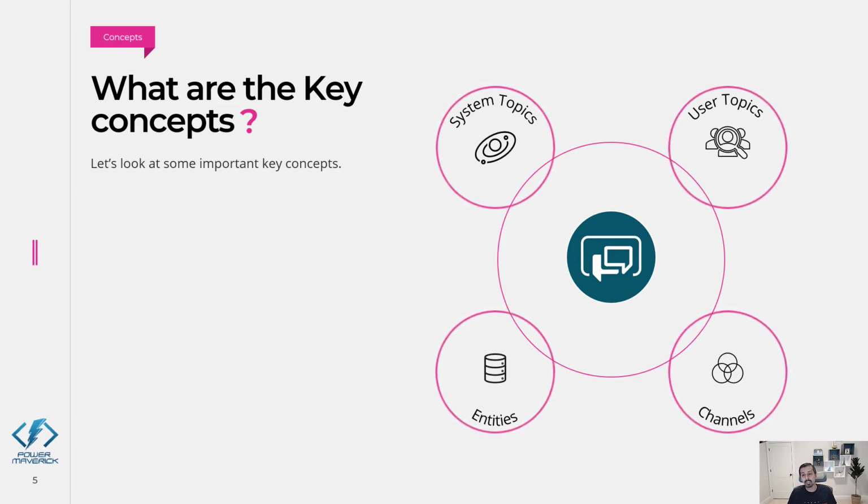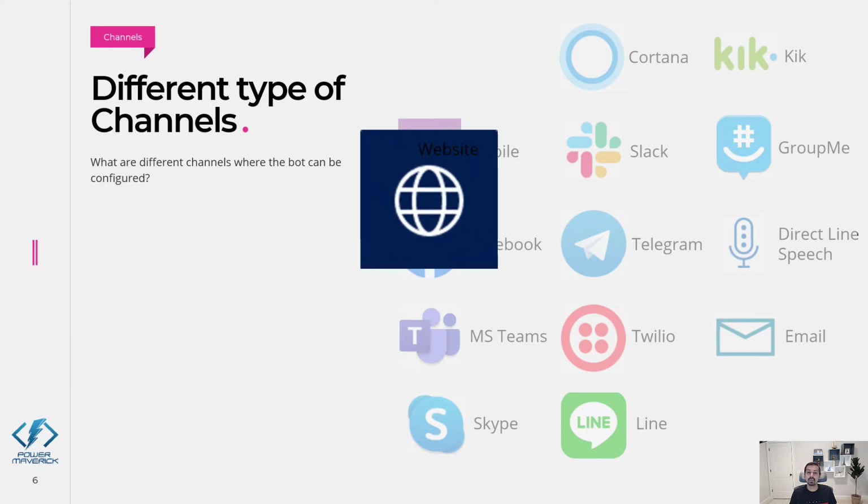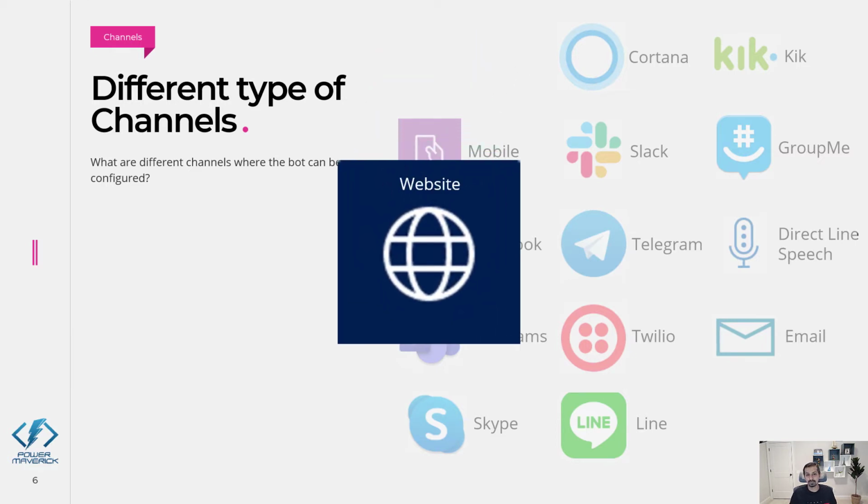So now, because we're talking about channels, let's see what the different types of channels are. As you can see on the screen, there are many channels, and there might be more channels being added to Power Virtual Agents. And the one that we are interested in today in the demo is how to integrate the bot with a website. Okay.